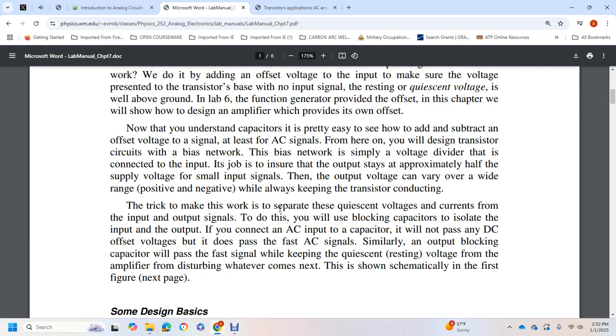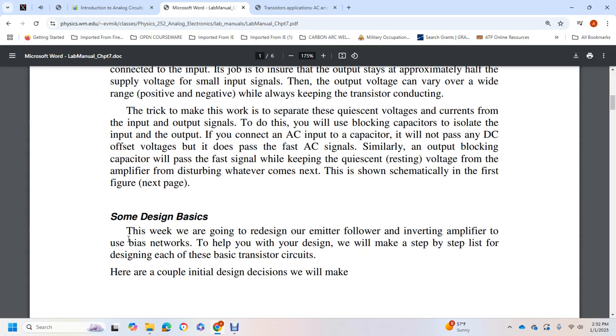Due to this, blocking capacitors isolate the input and output. The input capacitor will not pass a DC offset voltage, but it does pass fast AC signals. Similarly, the output blocking capacitor will pass the fast signal while keeping the quiescent resting voltage from disturbing whatever comes next. This is shown schematically in the first figure on the next page.